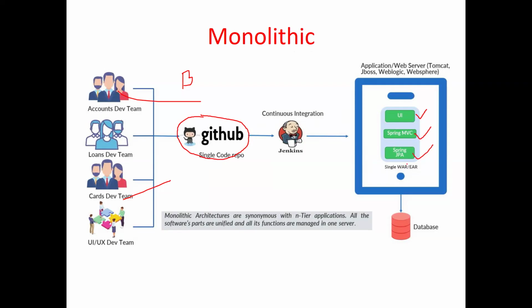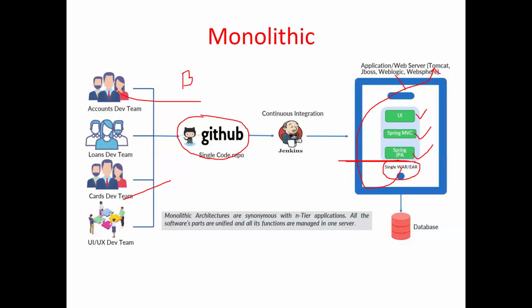The outcome from a monolithic application is a WAR file, a web archive file, or an enterprise archive file. That particular WAR file we need to deploy into a Tomcat server, WebSphere, or WebLogic. It can be a web server or an application server. In a server, we need to deploy the WAR file, and it has a single database here. This is monolithic architecture.